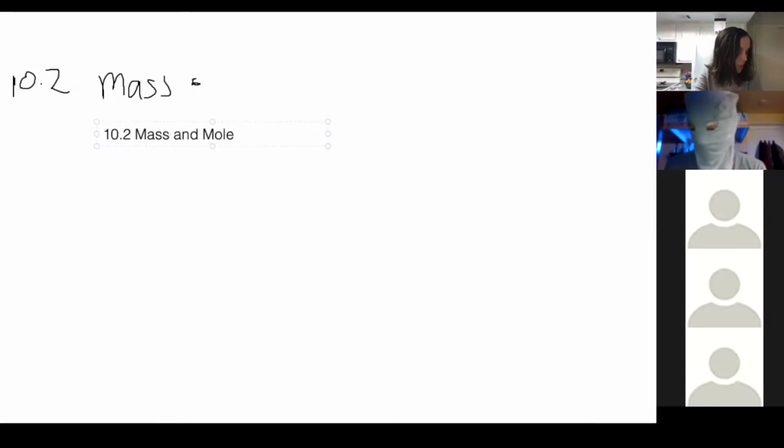So 10.2, mass and moles. We're looking at how atoms don't weigh the same amount. Atoms are different sizes. So if you were to have a mole of carbon atoms, they would weigh very differently than a mole of, say, gold atoms. It's a similar thing. You think about, you have a dozen eggs.